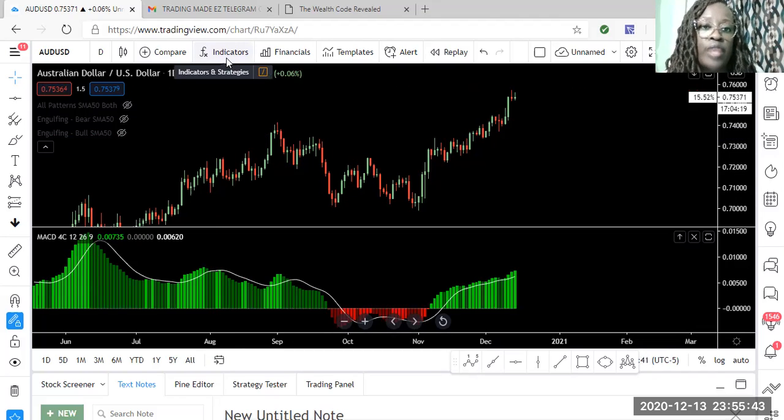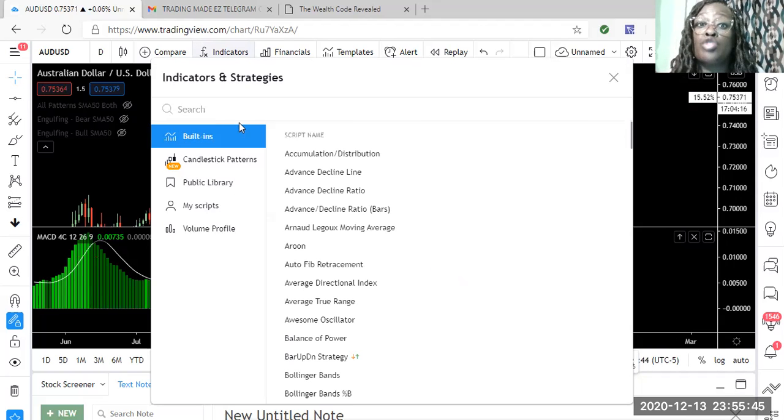So obviously on TradingView, you want to go to indicators. Now, this is on TradingView as well. It is not on MT4, okay? So you want to go to candlesticks.